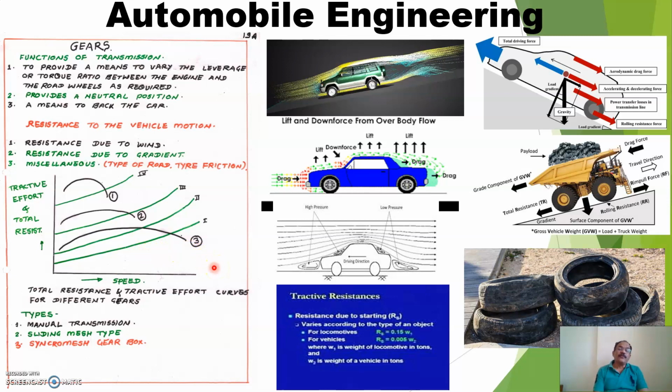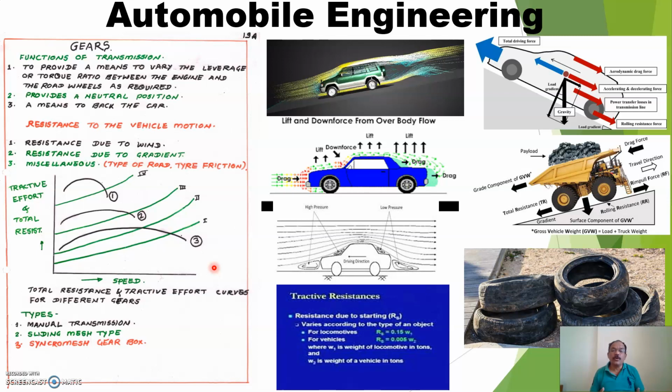Like that, if you vary the gears, the first gear can carry a maximum load but at less speed. The second gear can carry somewhat less load than the first gear, but the speed of the vehicle will be somewhat greater than the first gear. In third gear, speed will be there, but the load carrying capacity, meaning torque, will vary.